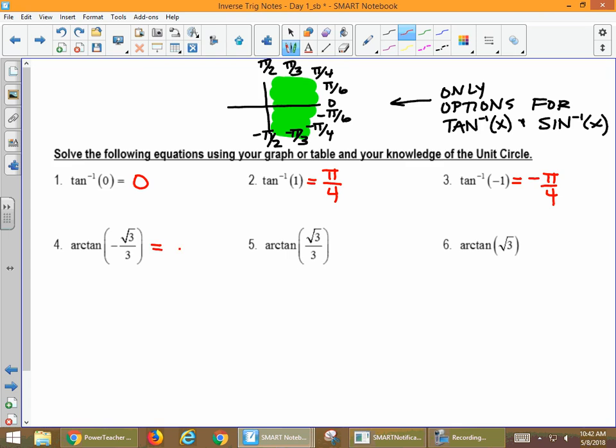Well, 3 plus 3 is 6. And I know my only options for 6, they're positive or negative. So this one's going to be the negative. Arctan of radical 3 over 3 is positive pi over 6. And arctan of radical 3 is just pi over 3. I think that's it. On the back of your notes, you have an overview of what the graphs look like.